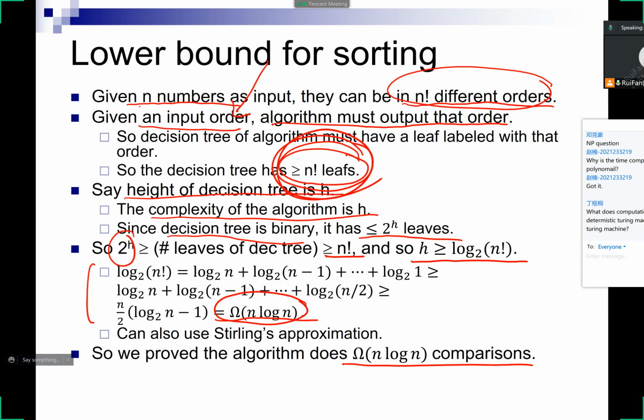Okay, so this is the only lower bound I'll talk about. There are other lower bounds, but in general, it's actually very hard to prove lower bounds. This comparison model is very simple, so it was actually possible to prove this lower bound, which is actually tight. I mean, this is the correct lower bound.